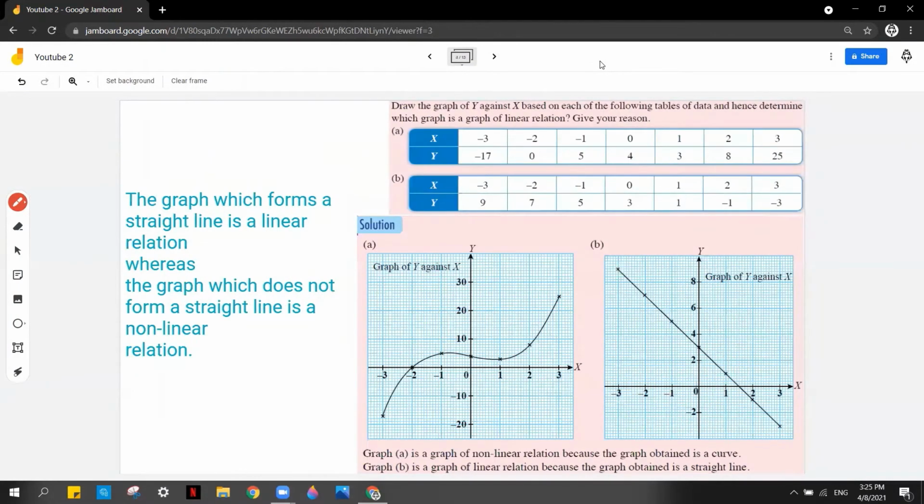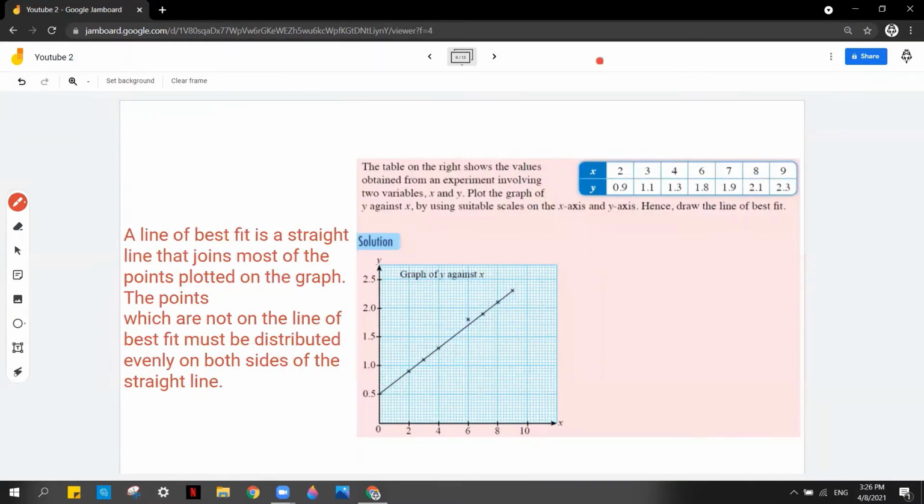First things first, how do we identify whether a relation is linear or non-linear? If you notice the first graph here, this looks like a cubic graph. So is this linear? Obviously not. But this is a linear graph. It's as simple as that: it's a straight line. So always remember, a straight line is where linear stays.